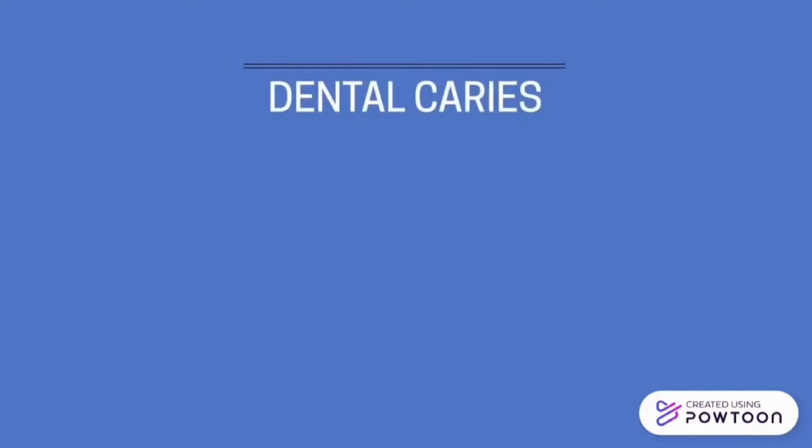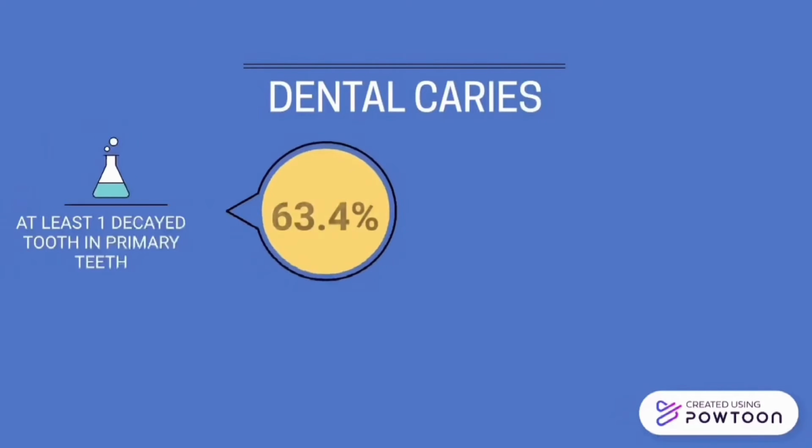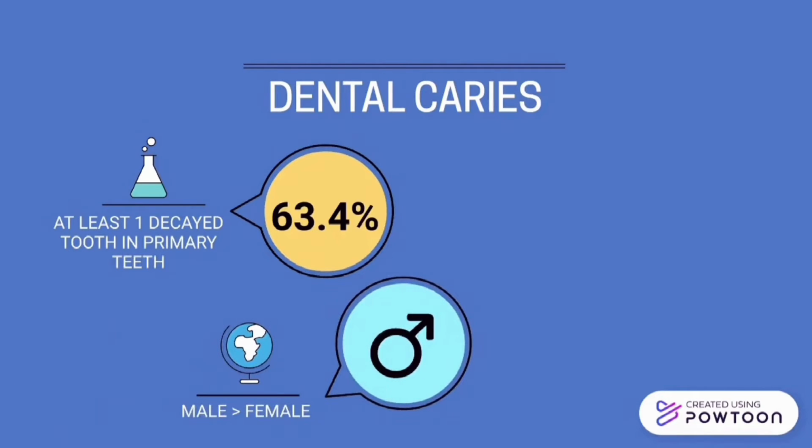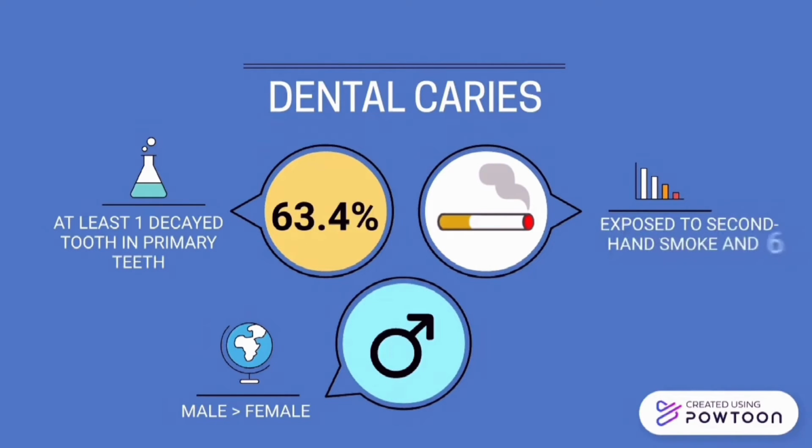Moving on to the findings that we obtained from the data. For dental caries, this study showed that 63.4% of the preschoolers had at least one decayed tooth in their primary teeth. In general, males exhibit more decayed primary teeth in comparison to females. Being exposed to secondhand smoke and those who had more than 6 times total daily sugar exposure were significantly associated with dental caries among preschoolers.